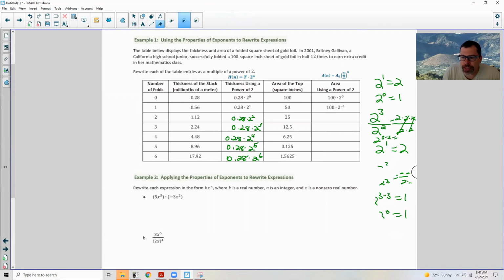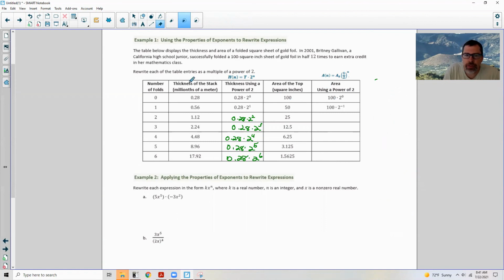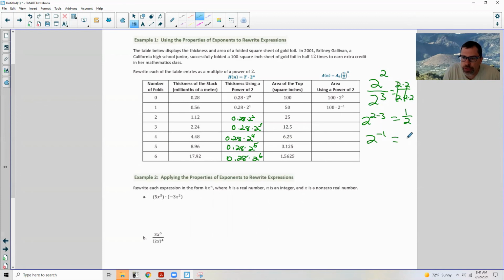So then when we start getting into negatives, let's get rid of all this. Okay, what happens when we have a negative? Well, that's going to happen when the denominator is larger. So if I had 2 squared divided by 2 cubed, that would be 2 to the 2 minus 3, or 2 to the negative 1. So if I wrote it this way, 2 times 2, and this is 2 times 2 times 2, these 2's cancel, these 2's cancel, and that would leave me a 1 on top and a 2 on the bottom. So 2 to the negative 1 is 1/2.